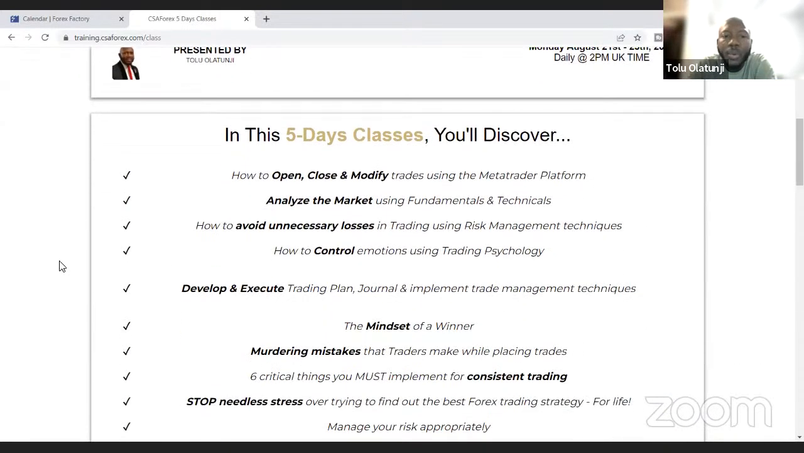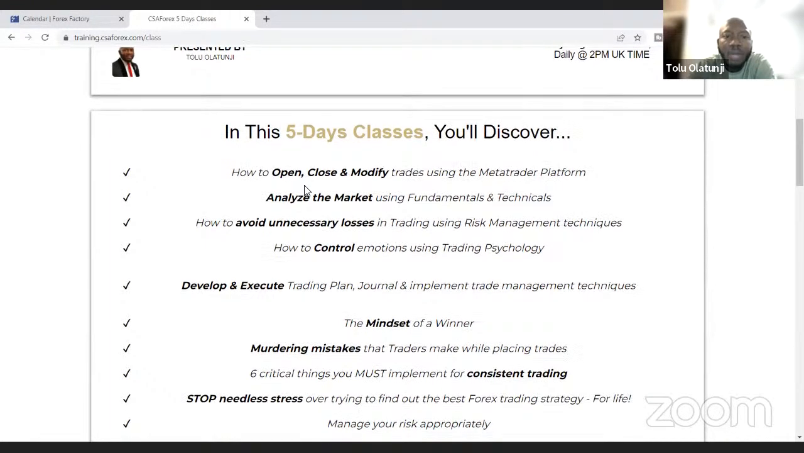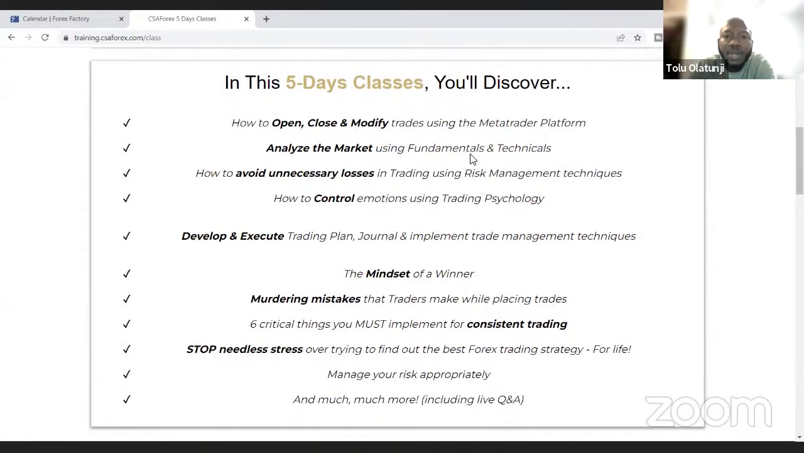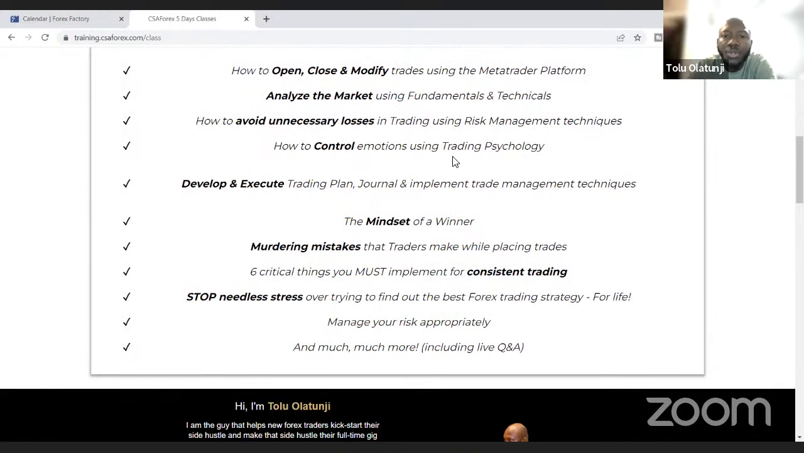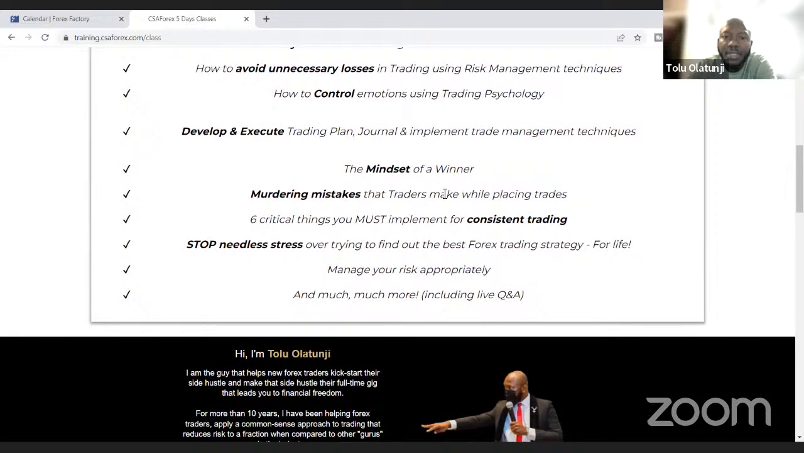So you can read up more on what we're going to be doing, what we're going to learn: how to open, close, modify trades, how to analyze the market based on fundamentals and technicals, how to avoid unnecessary losses using proper risk management techniques, how to control your emotions. Emotion is something that kills a lot of traders. How to develop and execute a trading plan, because some traders develop one, but they do not execute. The trading plan, the journal, implementing them, very key, very important. Also trade management, and having the right mindset. You must have the right mindset as a trader, and so on.